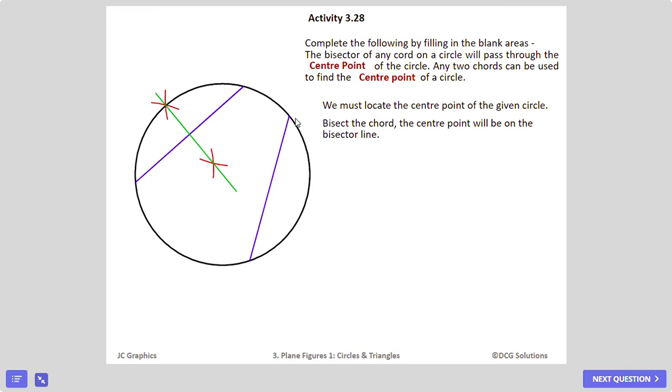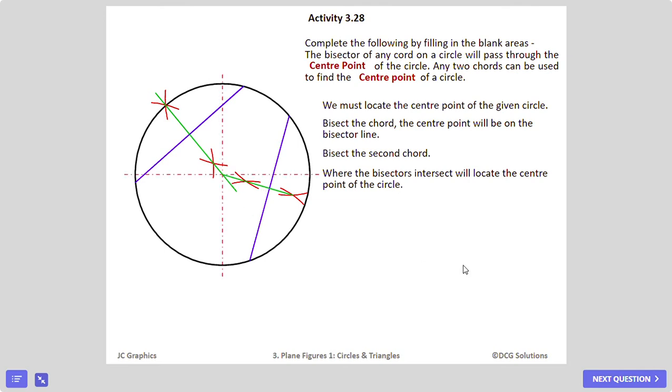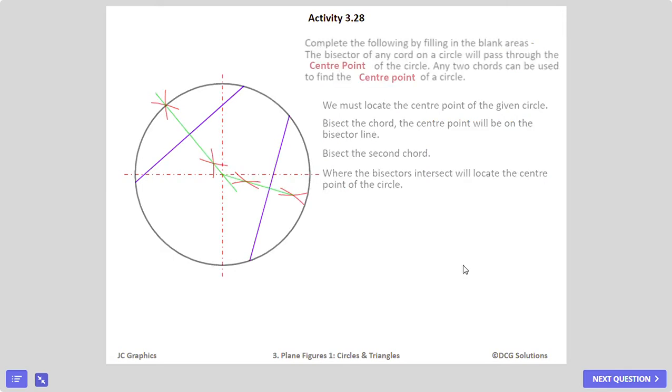So what we're going to do is use a second chord here to get another green line, and where they cross over it'll give us the centre of the circle. So same process again. Taking a distance greater than halfway, swing an arc each side, going to the opposite end, repeat the process. You can see then we have our green line once again going through there, and with the two crossing, that's going to give us the centre of our circle. And we're going to do this again now for activity 3.29 as well.